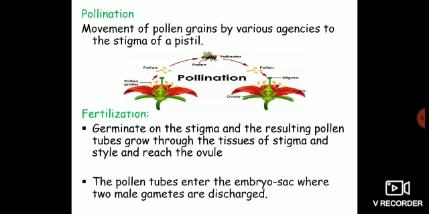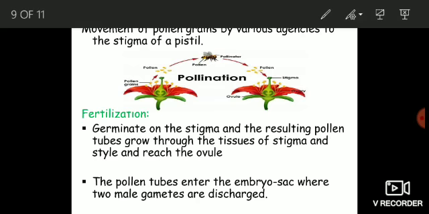Now you have the pollen grains, and these pollen grains get transferred from the anthers to the stigma of another flower with the help of various agencies like wind, water, insects, other animals, birds, etc. And all these agencies help in the transfer of pollen grains from one flower to another, and this process of pollen grain transfer from the anthers to the stigma of another flower is known as pollination.